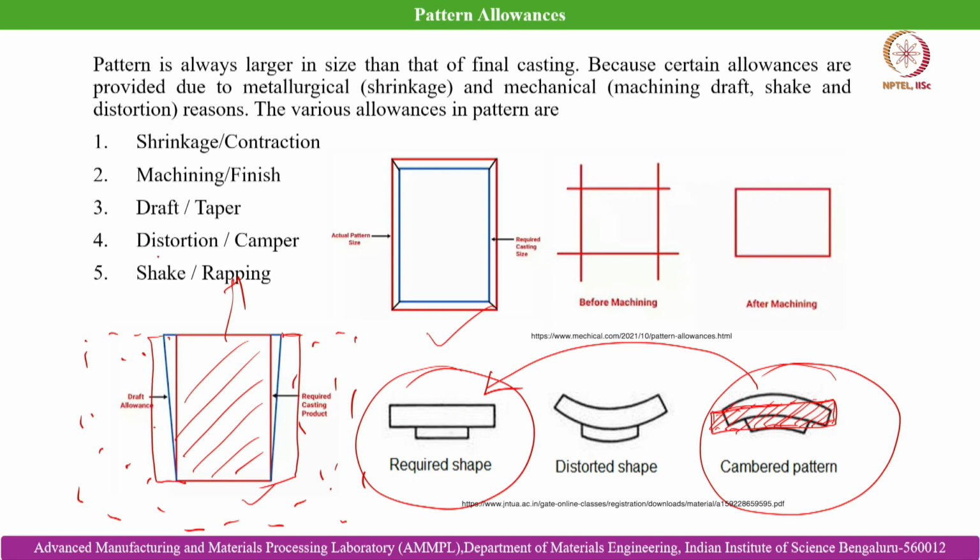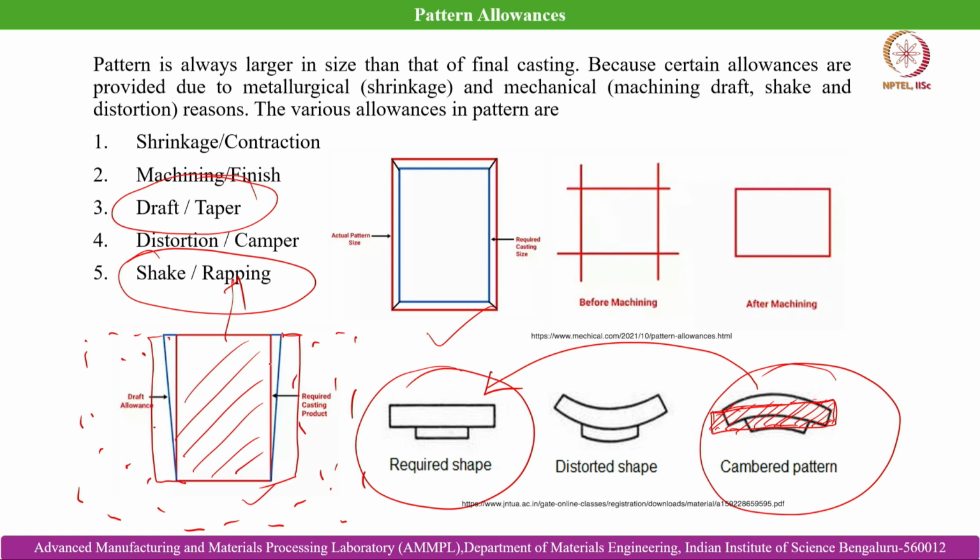Okay, then only number 5 is left, which is the shake or rapping allowance. I can explain it with the help of this same geometry drawn here. The shake or rapping allowance is connected with the draft and taper allowance. If you provide a proper draft or taper allowance, then the need for providing shake allowance decreases. So they are basically inversely proportional to each other.